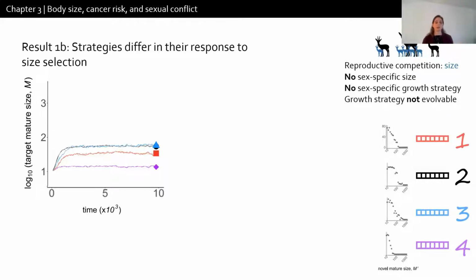And more strikingly, strategies differed in their response to size selection. So for instance, if you look at strategies number 3 and 4 in here, the lineage that started with the strategy number 3 was much better at becoming larger in macroevolution time compared to the lineage that started with strategy number 4.